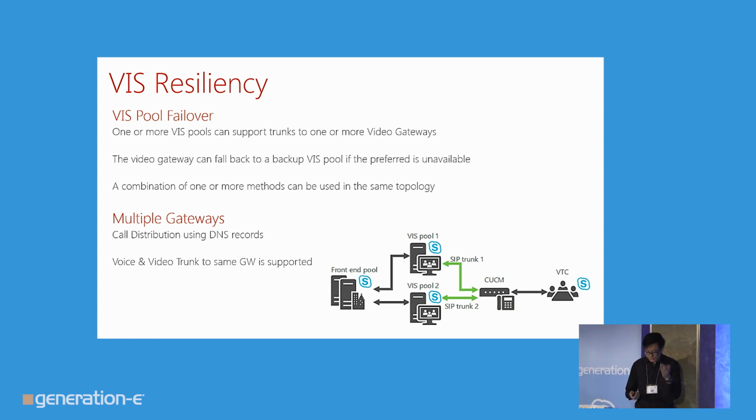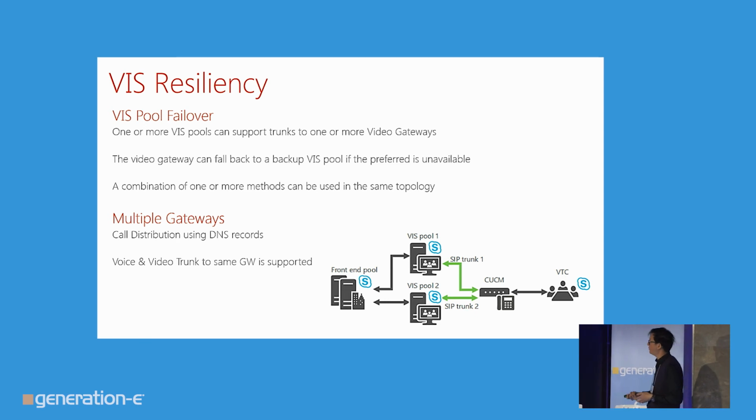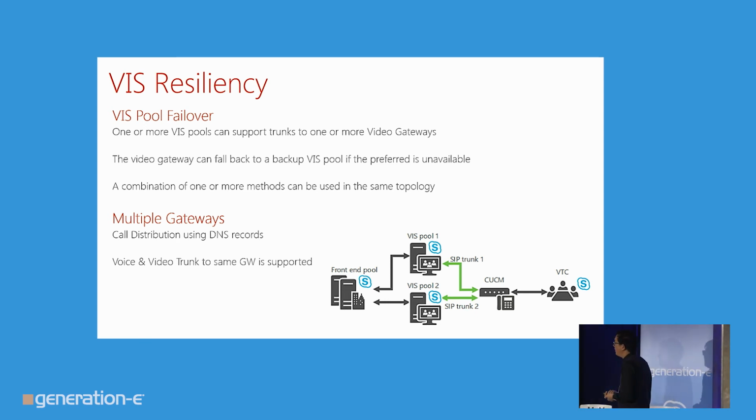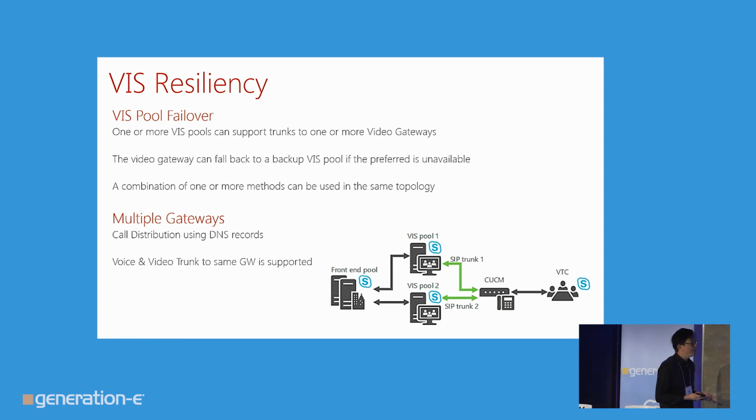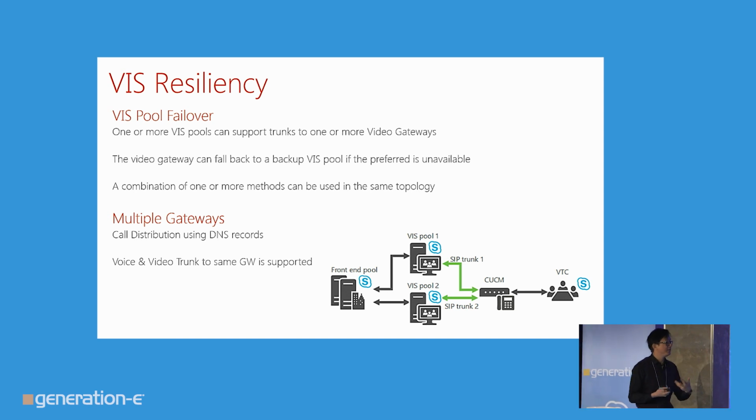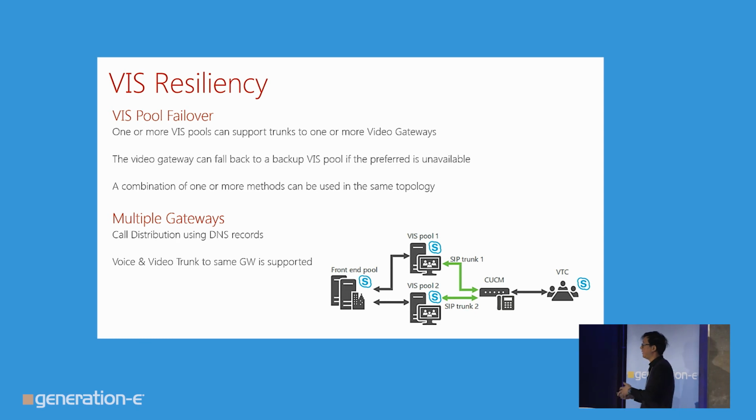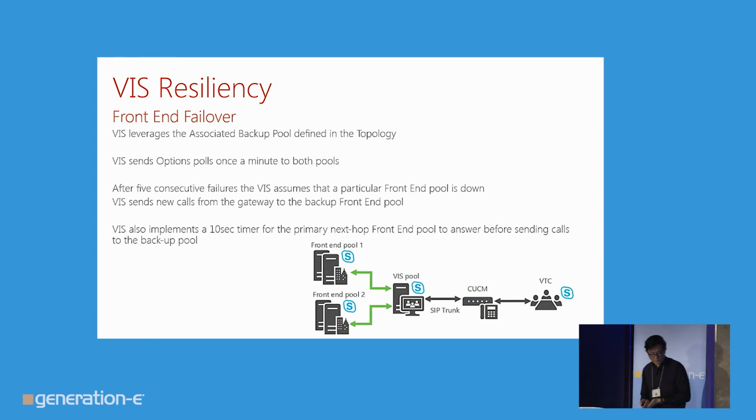And if you have multiple CUCM gateways, VIS can distribute those calls to the different CUCM gateways using DNS records. You can also have voice and video trunks in the same gateway. Think of the VIS as like a mediation server, but for video. The mediation server does audio, and VIS is the one that does video. So yeah, this is the last slide.